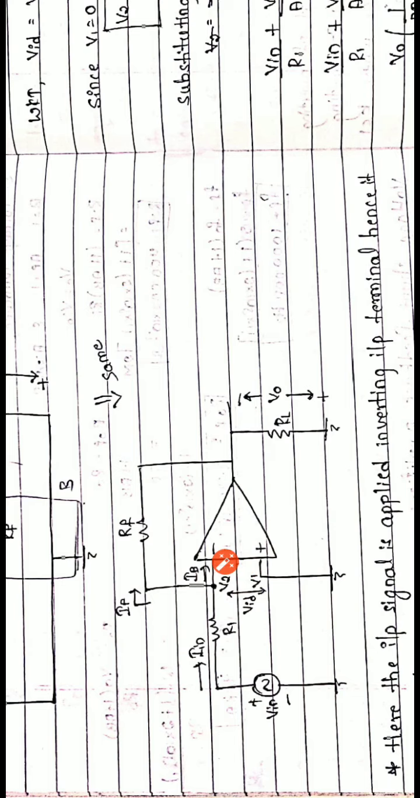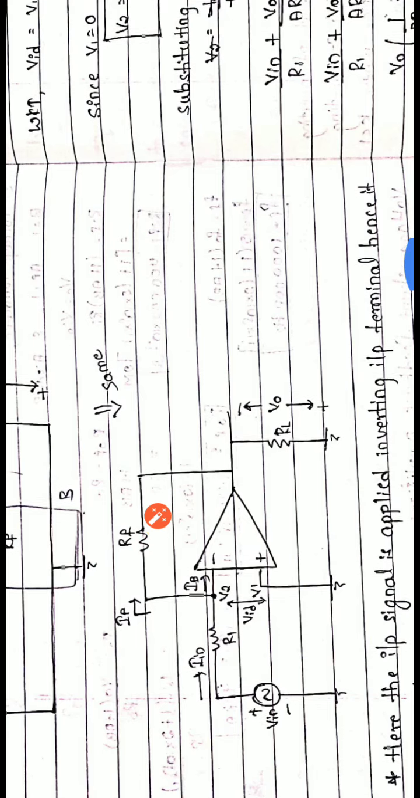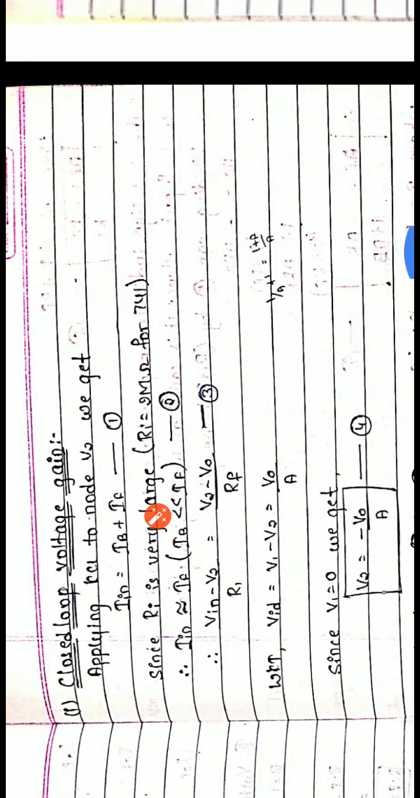If I apply the KCL here, IN becomes the input. IF and IB are the currents which are leaving there. Where IB is 0, IN is nothing but what? Vn minus V2 by R1, and IF is nothing but what? V2 minus V0 by RF, which is explained earlier. So now based on that we will write the expressions here.